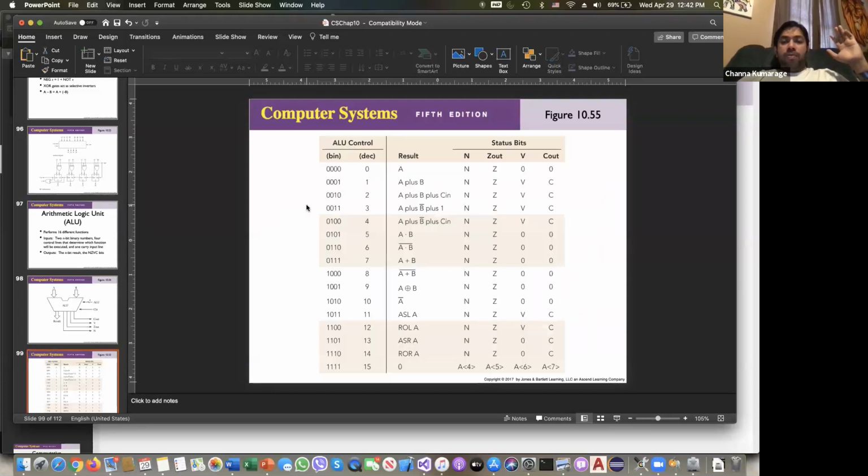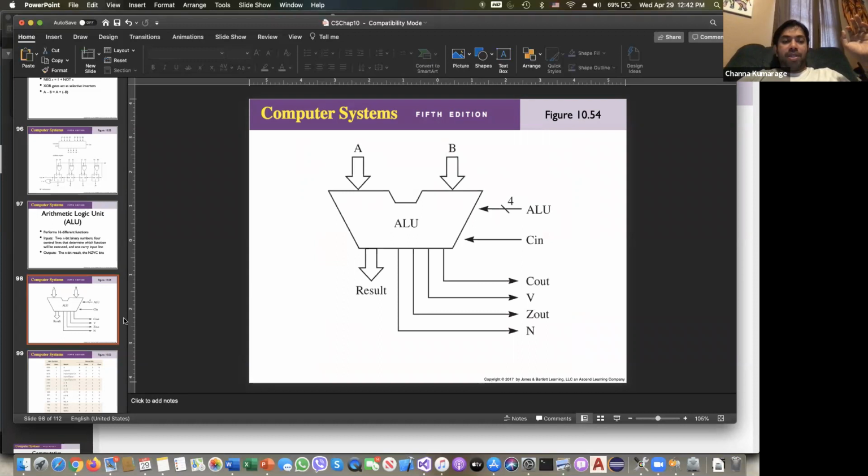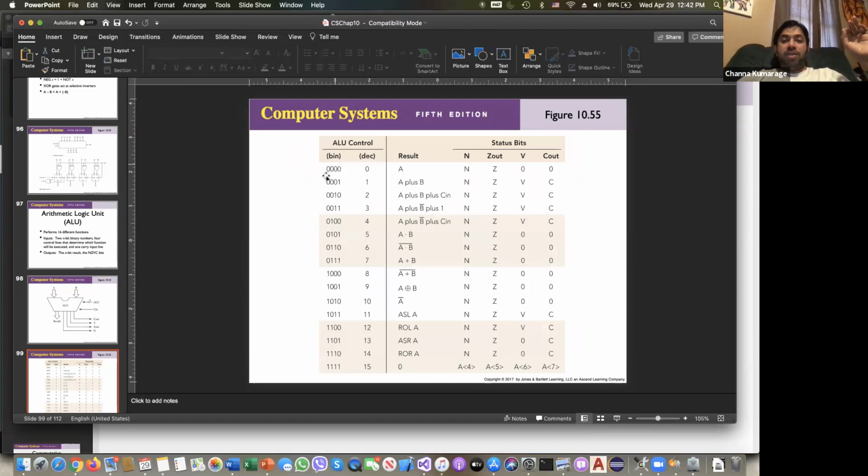Now another thing, in the ALU there can be 16 different instructions that can be sent to the ALU, using 16 different combinations that you can present here. So the ALU has 4 bits to decide what instruction needs to be applied inside the ALU. That can be decided based on the 16 instructions that can be sent. Based on that, what needs to be done is decided.